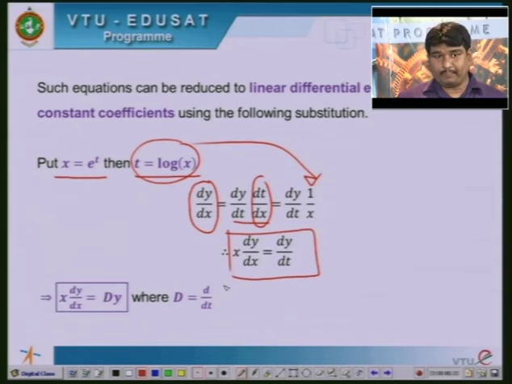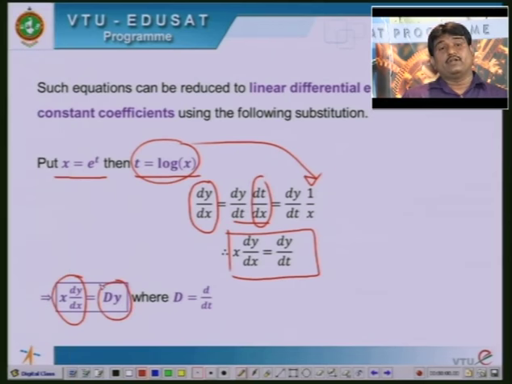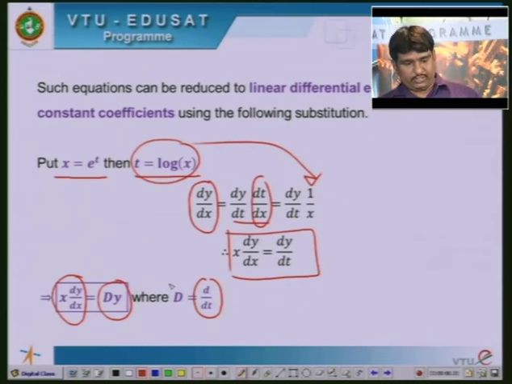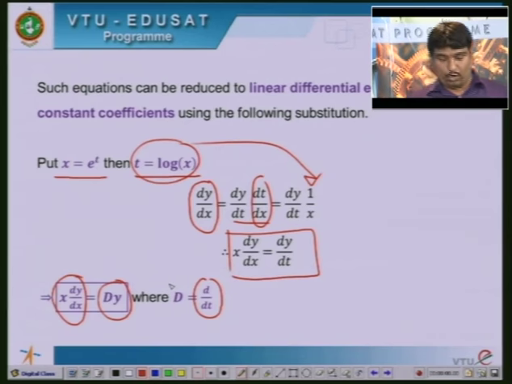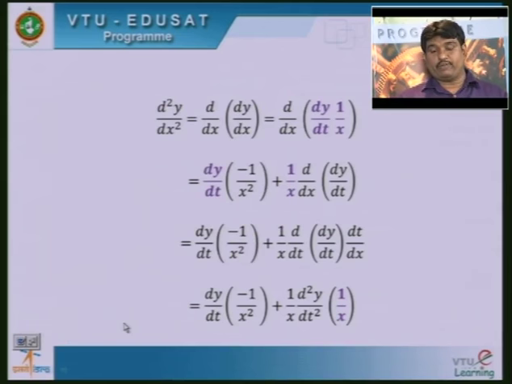So what has happened here? In our differential equation, we have the term x into dy by dx, that is, the coefficient of dy by dx is variable. Now we have dy by dt, where d is of course a derivative with respect to the new variable t. The coefficient of dy is 1, a constant coefficient. So we have converted a variable coefficient term to a constant coefficient term. This is with respect to the first order derivative. What happens to the second order derivative? d square y by dx square.